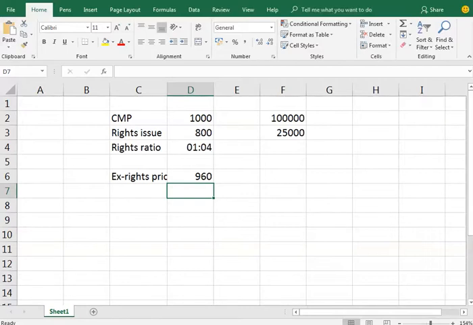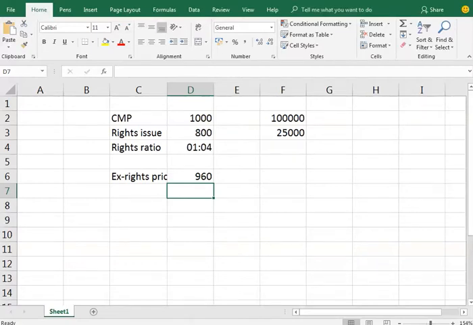Now, if you are a person holding shares of this company, let's assume you are holding 100 shares. The company makes a rights issue. Before the rights issue is announced, your wealth is 100 into 1000 rupees. The moment the rights issue is completed, your wealth will become 100 into 960 if you keep quiet and don't do anything on the rights issue.